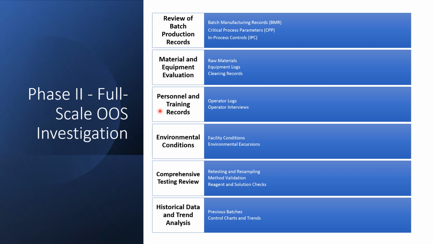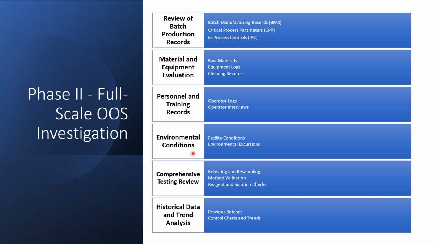So next is personnel and training records, right? So here you can check the operator logs and operator interviews. In operator logs, check the training records and qualification of personnel involved in the production and testing process, right? Next is to conduct interviews with the operators and technicians to gather additional insight and observations that may have been overlooked. So you can perform interviews of those operators who were involved in all the production processes, right?